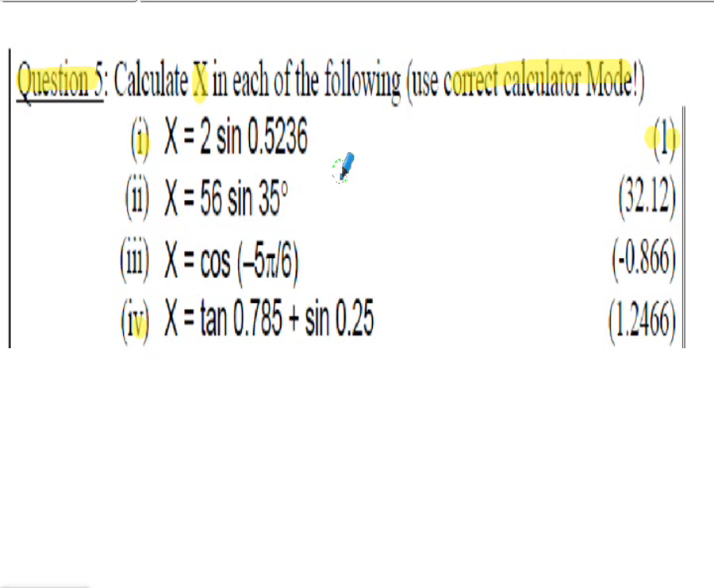So in part 1 you should have been in radians mode because the angle is given in radians and there's no degree symbol there. In part 2 we've clearly got degree mode required there. In part 3 we should be in radians mode. We can clearly see we've got a pi in the angle and of course no degree symbol. And finally in part 4 again we should be in radian mode because the angles are in radians.